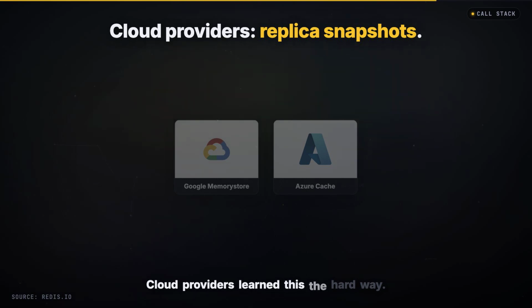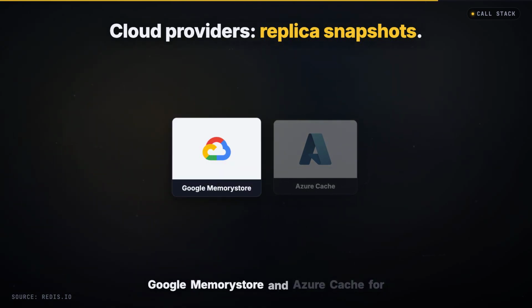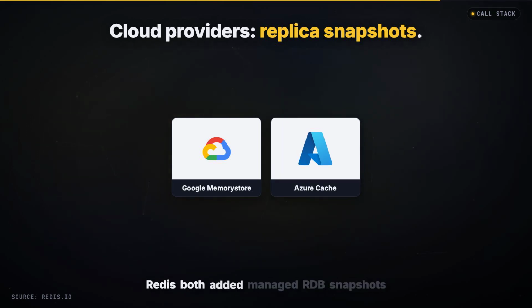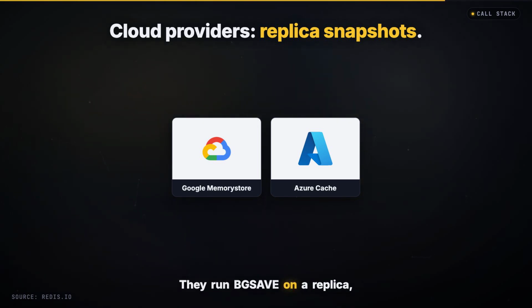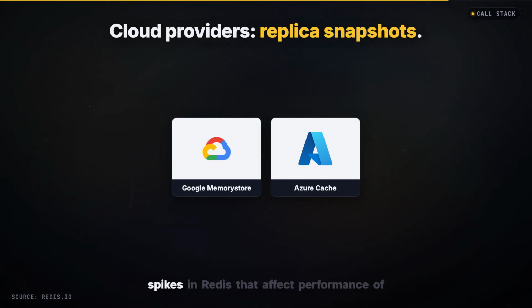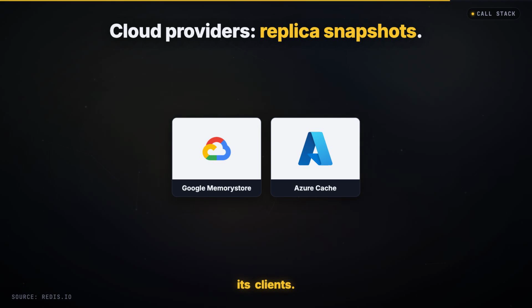Cloud providers learned this the hard way. Google Memorystore and Azure Cache for Redis both added managed RDB snapshots with replica-only policies in 2022. They run BGSAVE on a replica, never on your production node. This avoids triggering stalls and latency spikes in Redis that affect performance of its clients.